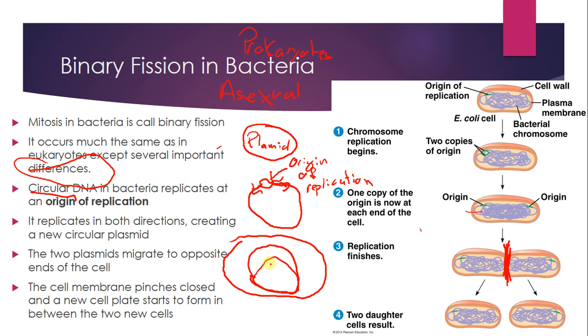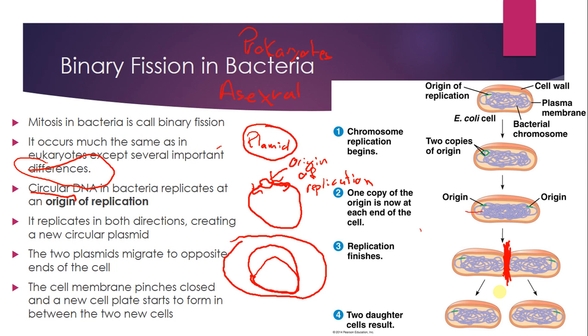We're making two new plasmids. They go to the opposite side of the cell, and the membrane pinches off, and a new cell wall is made, a new cell plate is made, separating the bacteria. Alright, that is pretty much it for mitosis and binary fission. Not very much new, but I wanted to go over it so you can see the timeline from interphase, prophase, metaphase, anaphase, telophase, and binary fission. So 9.1, 9.2.